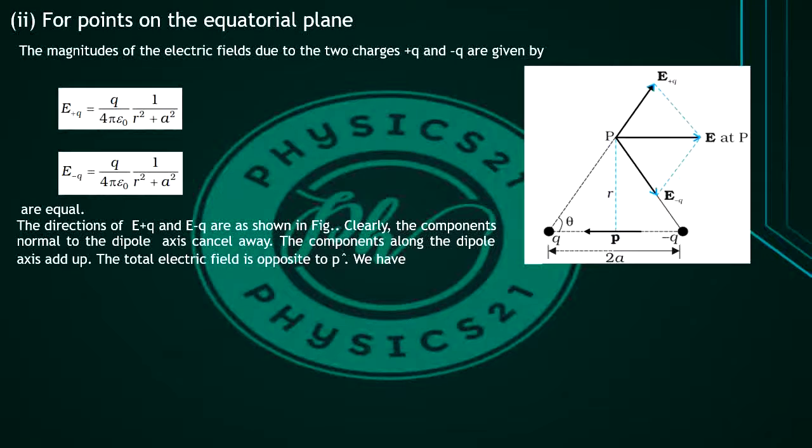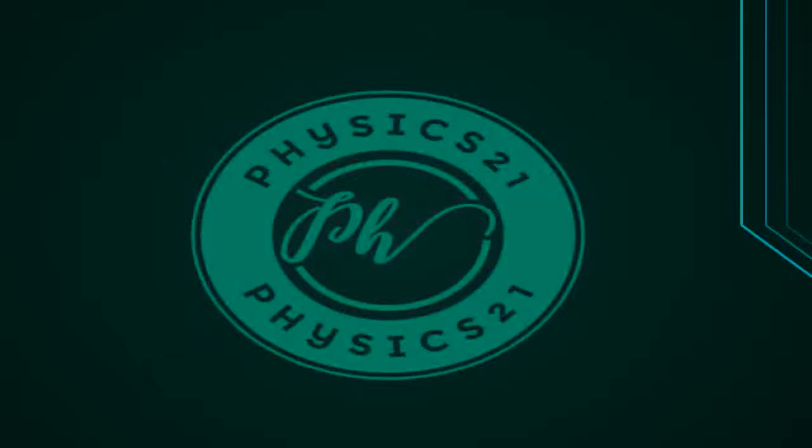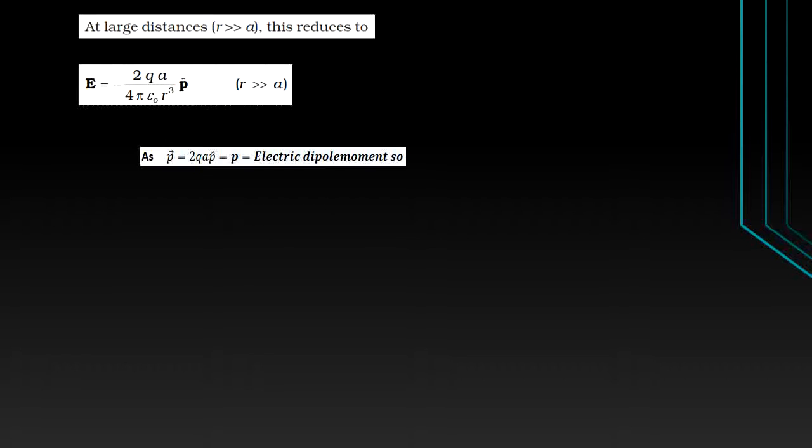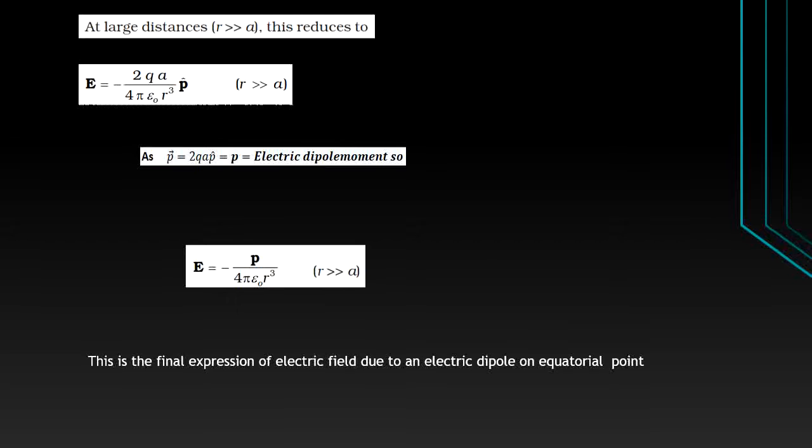We have, at large distance, r very much greater than a, this reduces to, as 2qa equals p equals electric dipole moment, so this is the final expression of electric field due to an electric dipole on an equatorial point.